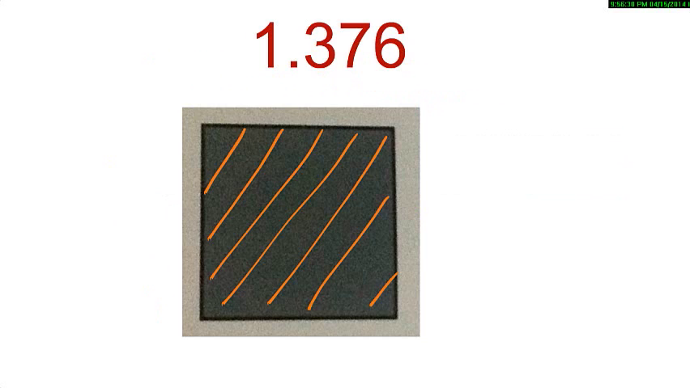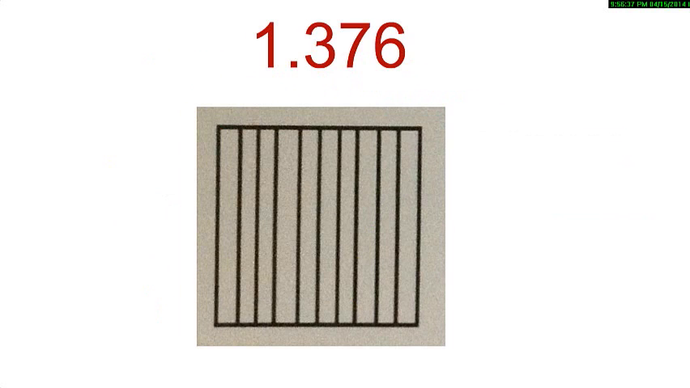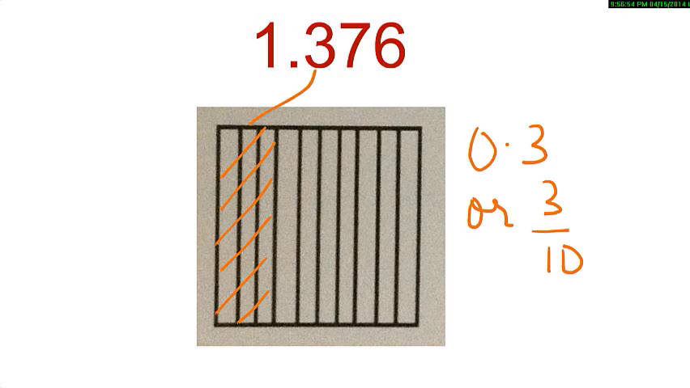How will I represent 1.376? Can I take an entire square and shade it to represent 1 or 1 unit? Now, if I shade 3 rectangles of my 10 by 1 grid, then I represent 0.3 or 3 by 10. Let me mark it for you.